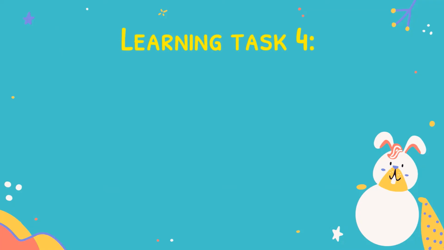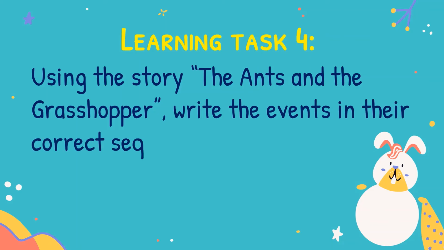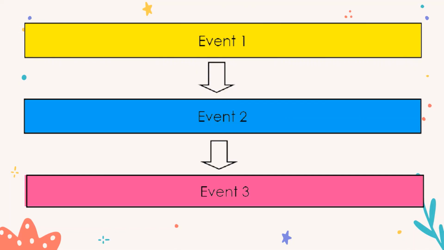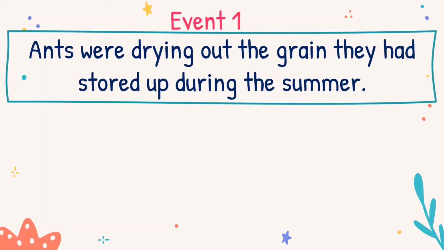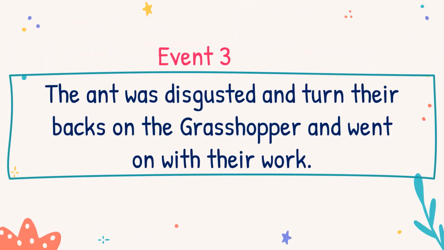Learning Task number 4. Using the story The Ants and the Grasshopper, write the events in their correct sequence. Use the guide below. Write your answers in your notebook. And here is your guide: Event 1, Event 2, and Event 3. Here are the sample answers. For Event 1, ants were drying out the grain they had stored up during the summer. For Event 2, the ant asked the grasshopper what he was doing all last summer. And for Event 3, the ants were disgusted and turned their backs on the grasshopper and went on with their work.